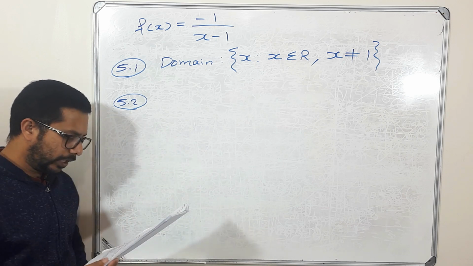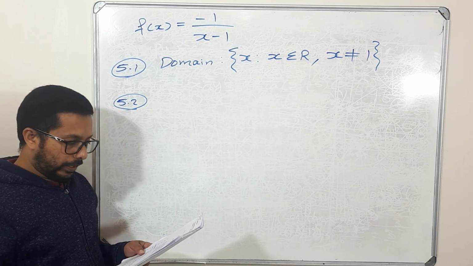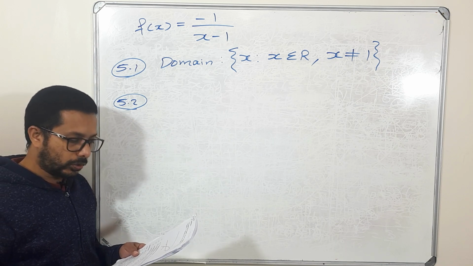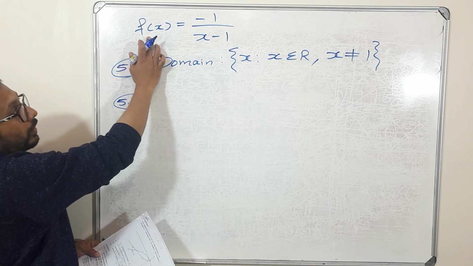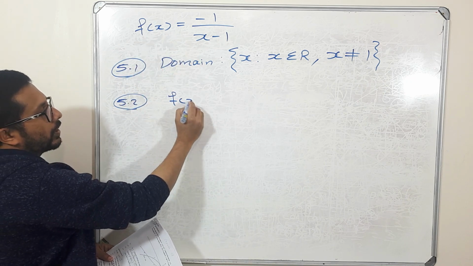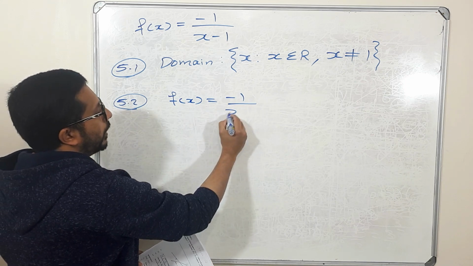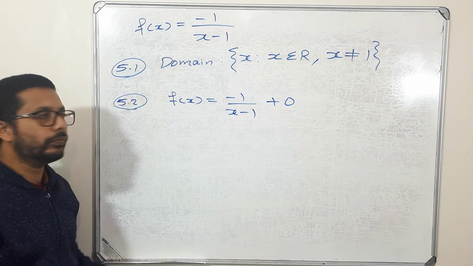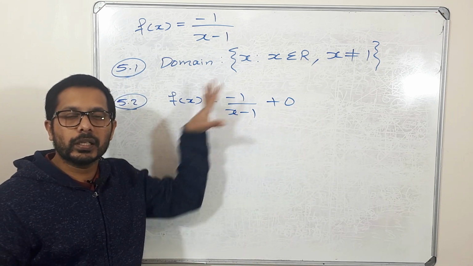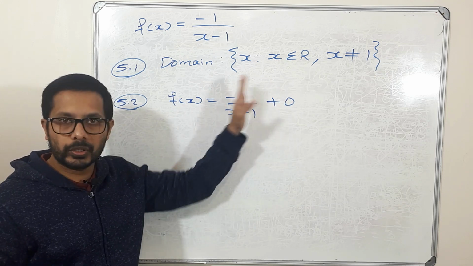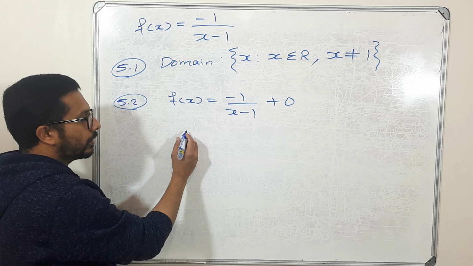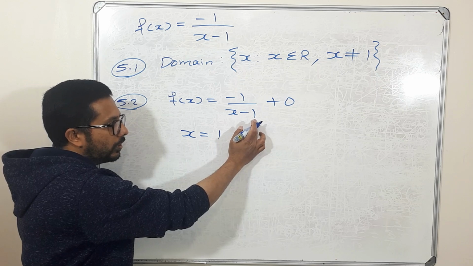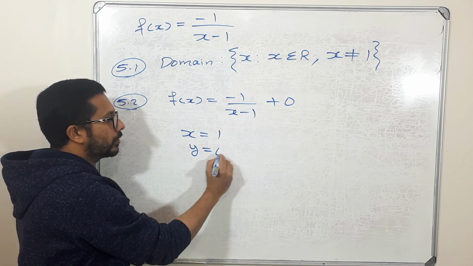Question number 5.2, that one we already did. Write down the asymptotes of f. So like what I said, this is our equation. f of x is equal to -1 divided by x minus 1. There is no problem if I put a plus 0 here. If it is like this, you know that this is a general form of a hyperbolic function. So what are the asymptotes? x is equal to 1, we already discussed that one. x is equal to positive 1 and y is equal to 0.